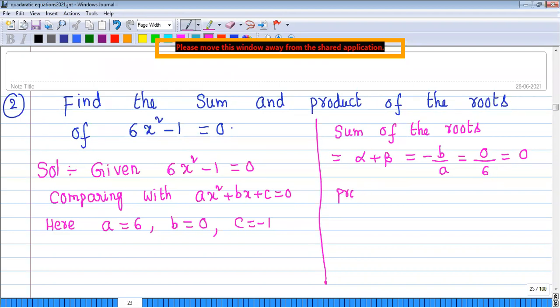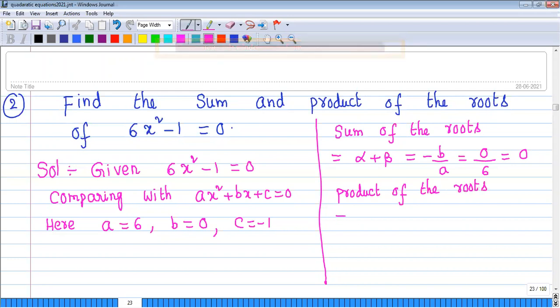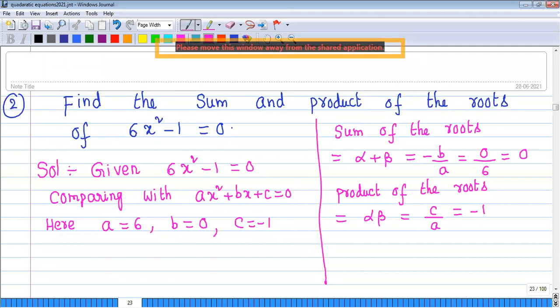So the product of the roots, alpha beta. What does it stand for? Constant term by coefficient of x square. Yes, minus 1 upon 6. Clear?